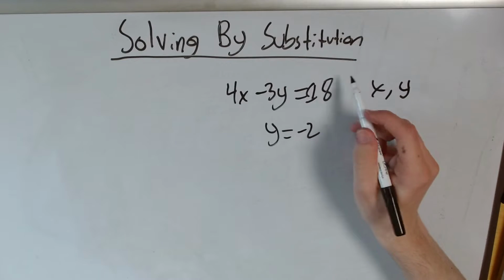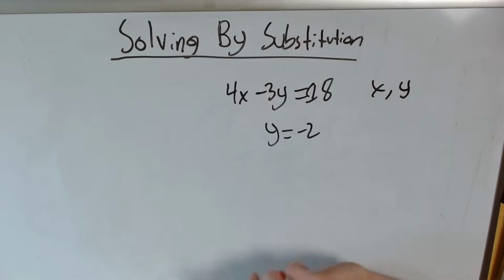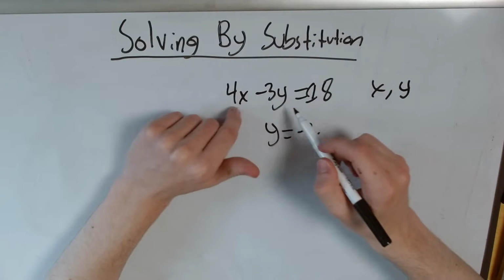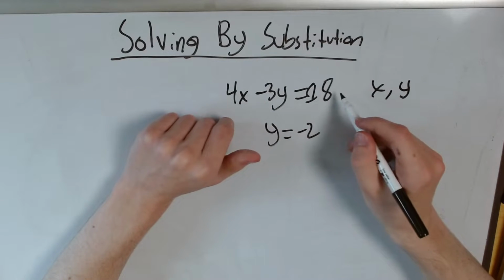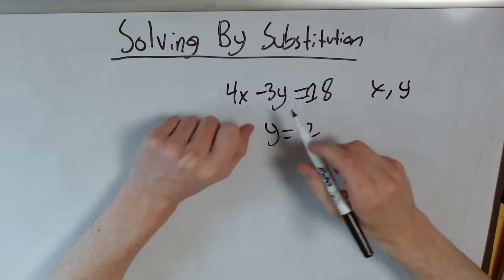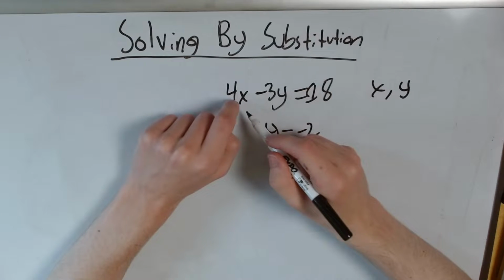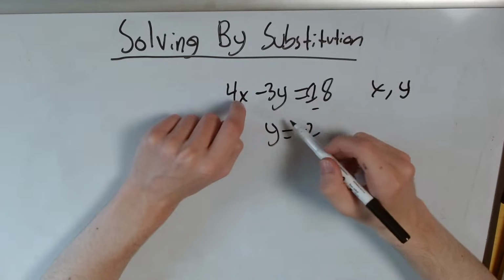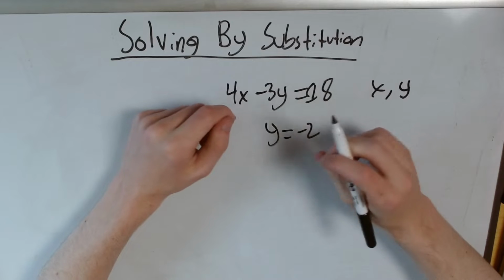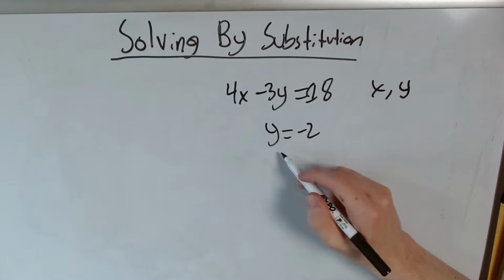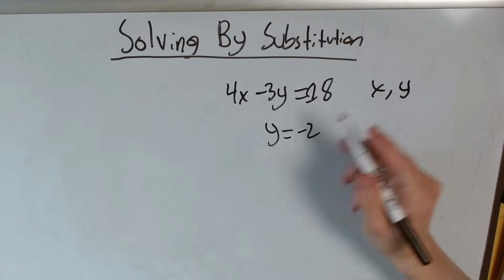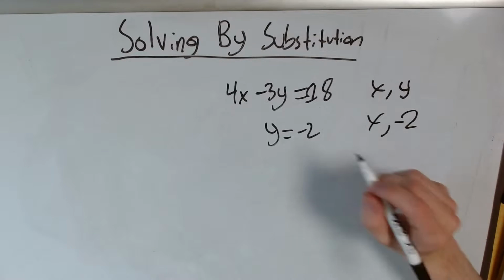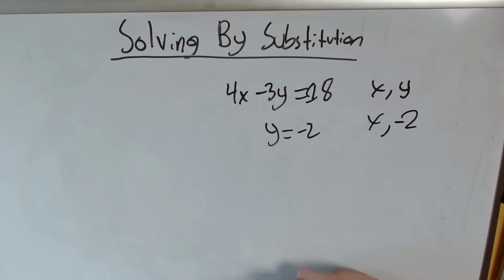Either equation on its own does not give us enough to solve for x and y. In this equation, we know that 4x minus 3y equals 18, but we have no way to simplify. Because if we just solve for x, we'll get a number and y. And if we solve for y, we'll get a number and x. It doesn't help us. But we know that y equals negative 2. So we can write x and then negative 2. But we still need to find x. How do we find x?